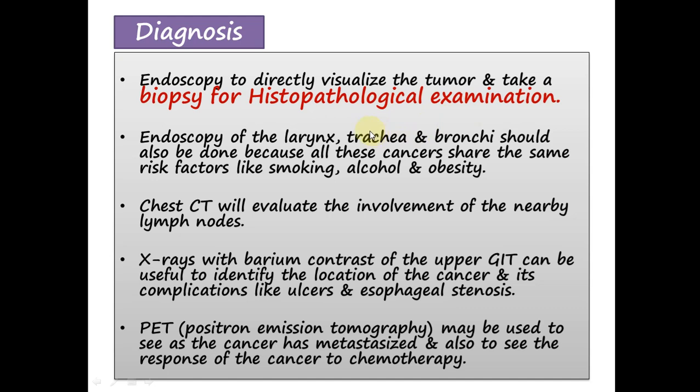And at the same time, we must do endoscopy of the larynx, trachea, and bronchi, because sometimes tumors are also present in the larynx, trachea, and bronchi, and the reason for this is that all these tumors of the esophagus, larynx, trachea, and bronchi share the same risk factors. For example, smoking, alcohol, obesity, and other risk factors. So during the endoscopy, we must also see the larynx, trachea, and the bronchi.